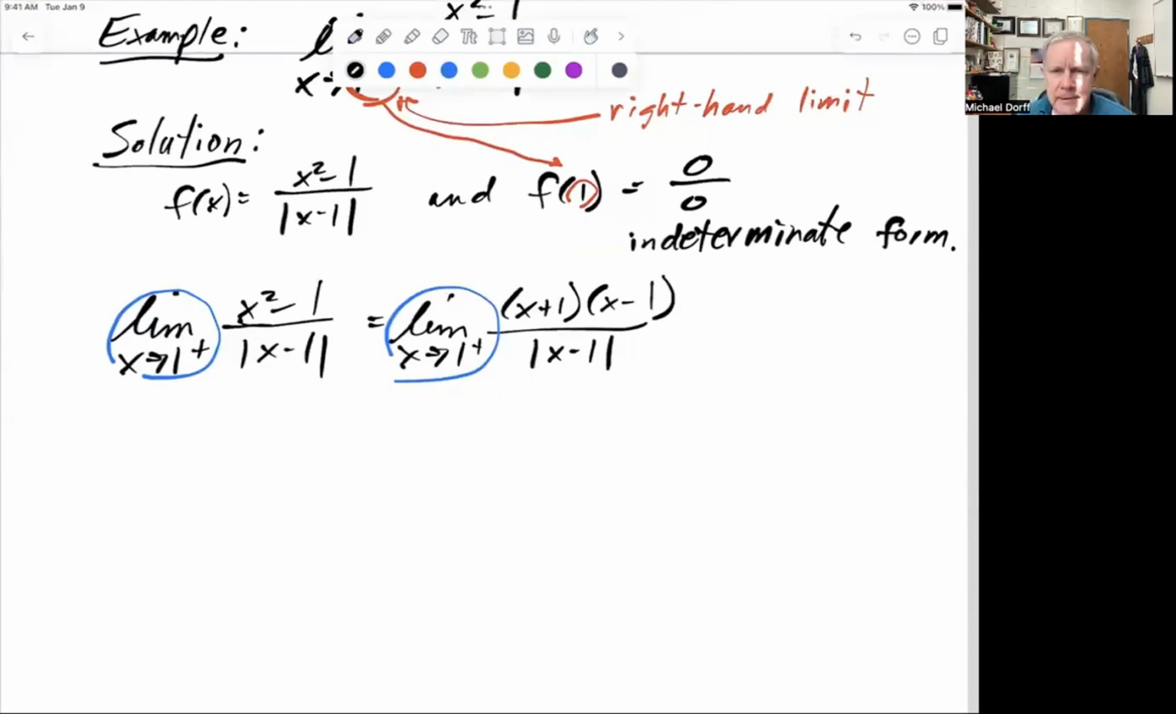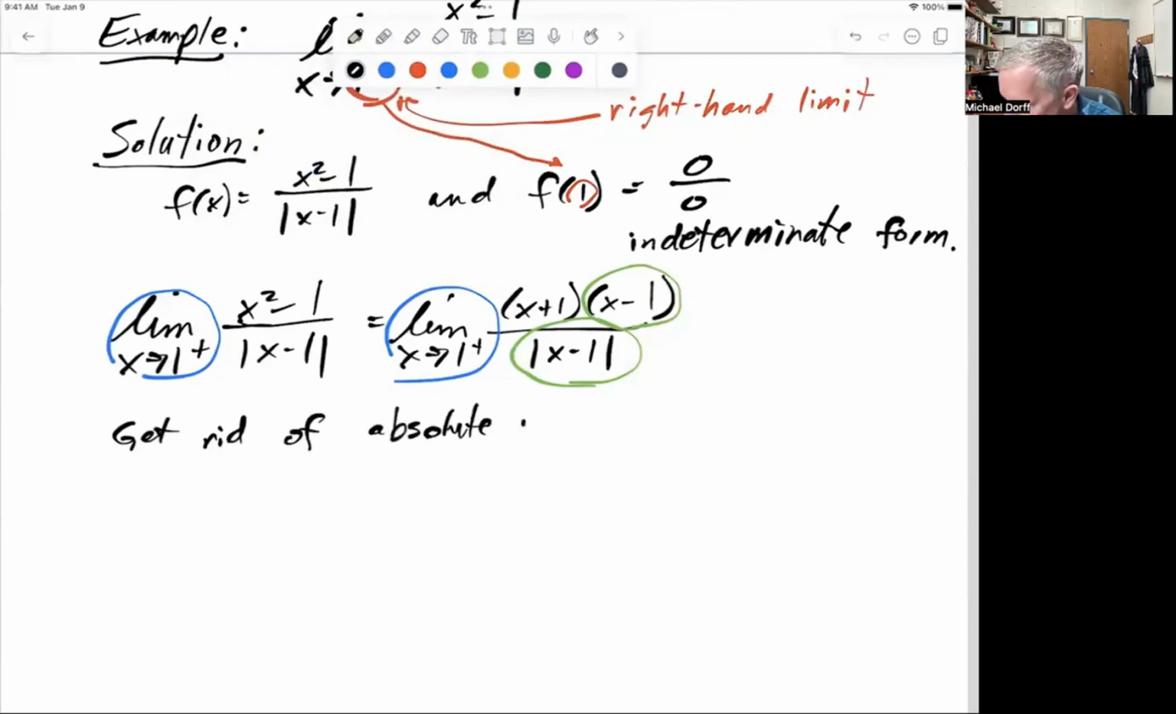Can I now cancel out something on the top and the bottom? Well, I almost can. I've got this x minus 1 here, but I've got this absolute value of x minus 1. I can't just cancel those out because I have that absolute value. So what we're going to have to do here is get rid of that absolute value. So we want to get rid of the absolute value around the denominator there.